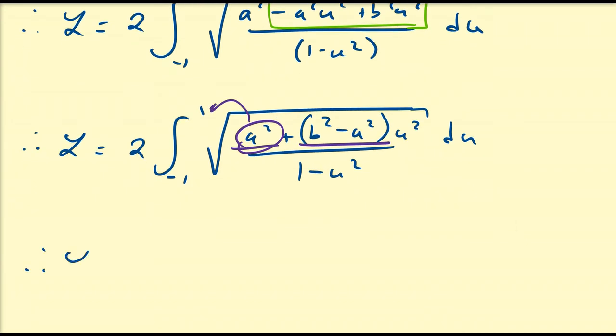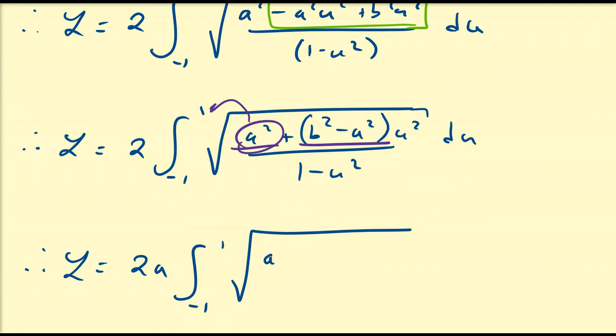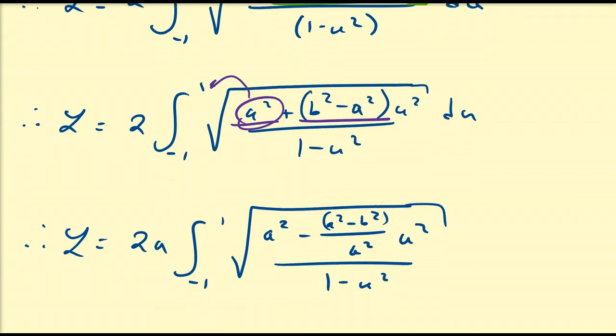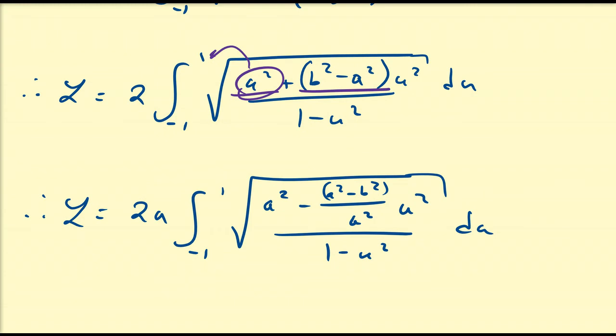So that's going to give us L is equal to 2 times a times the integral from minus 1 to 1 of the square root of a squared. I'm going to switch these around. I'm going to instead make it a squared minus b squared because we're assuming a is bigger than b. So we're going to have minus (a squared minus b squared) all over a squared times u squared all over (1 minus u squared) du. Oh, and we factored out that a squared, so therefore that should just be 1.